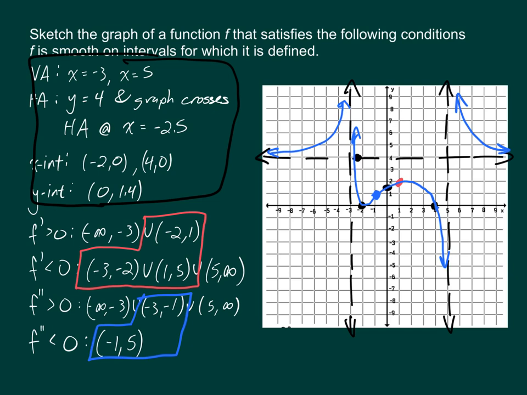So this blue graph here represents everything, and if I wanted to, I could say here we have a point of inflection, POI, and right here and right here we have relative extrema.